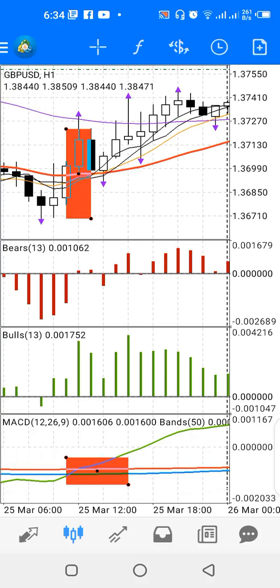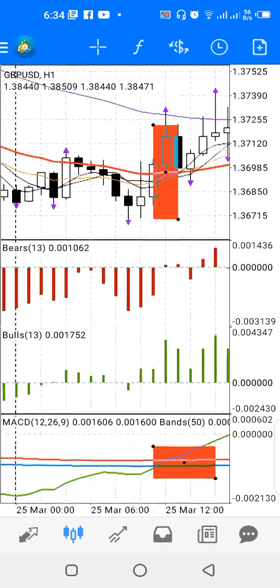So the alignment of all the signals on all windows, the main chart, indicator window 1, indicator window 2, indicator window 3, the alignment of all the signals will give you a perfect signal entry. So it's as simple as that.